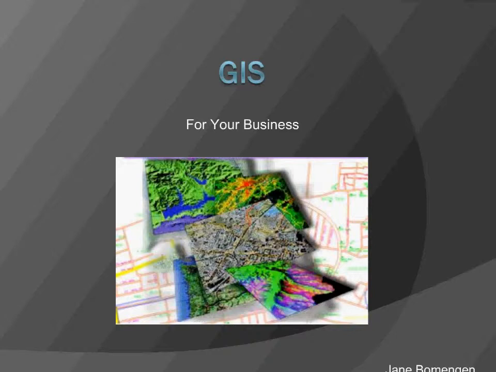GIS is an acronym for a Geographic Information System, which businesses have started to use in order to visualize and interpret data in many ways that reveal relationships, patterns, and trends in the form of maps.